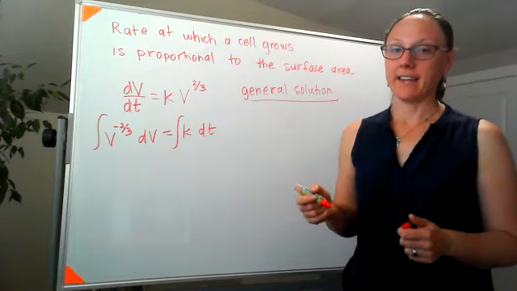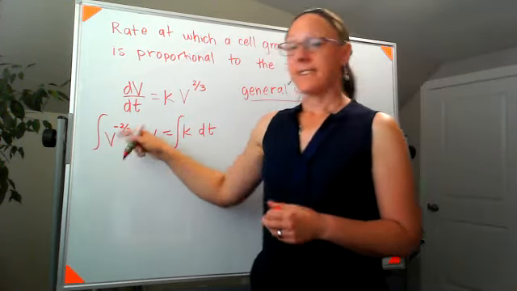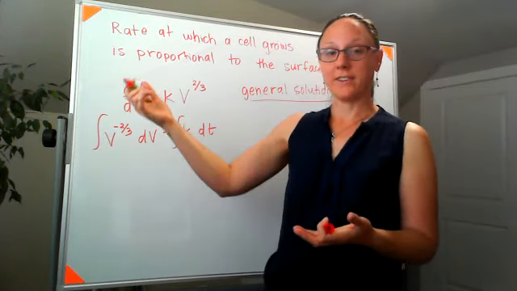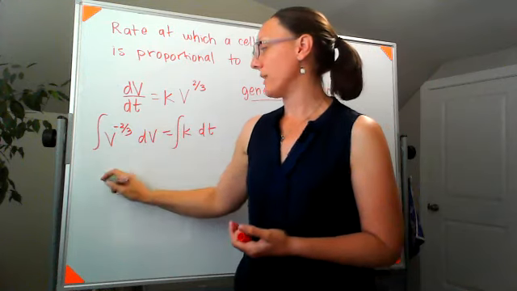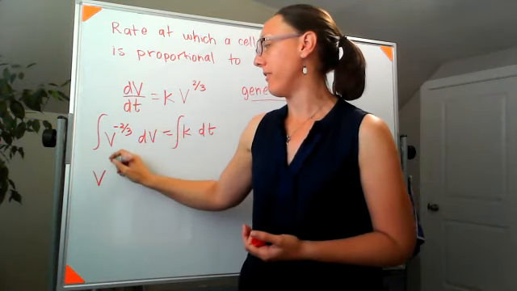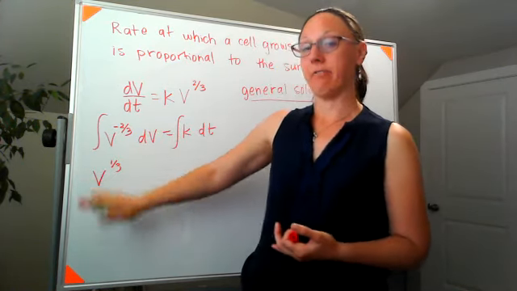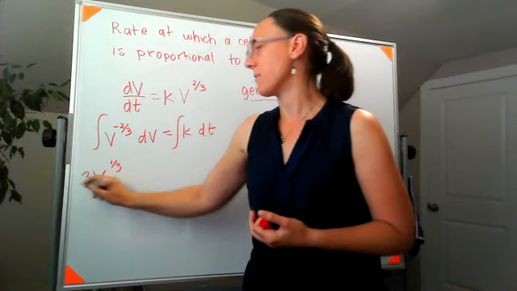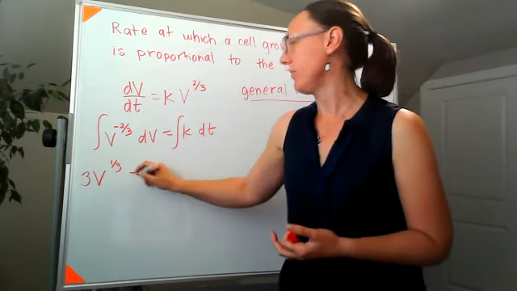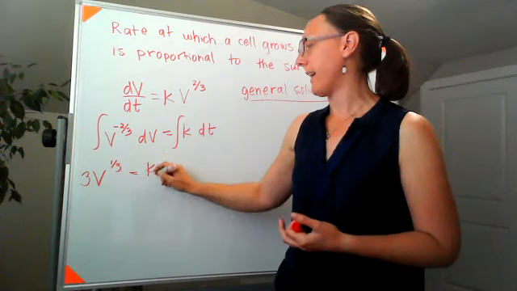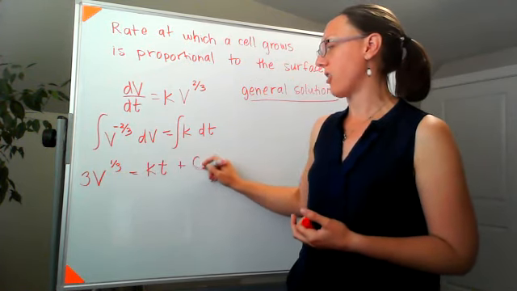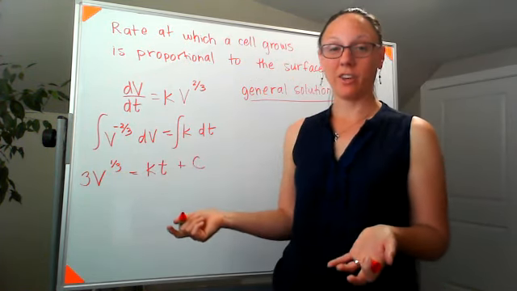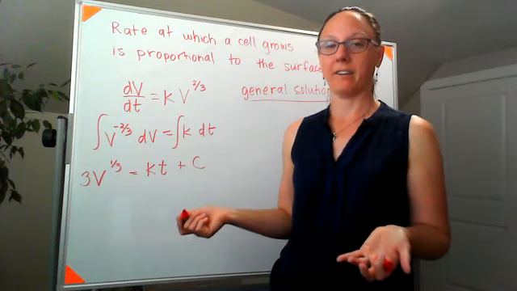On the left-hand side, this is an algebra problem of something raised to a power, so I know I'm going to add 1 to the exponent, so I'll be at V to the 1/3, and then divide by the new exponent. But dividing by 1/3 is the same as multiplying by 3. On the right-hand side, I'm going to get k times t plus a constant. So in this case, I'm actually going to end up with 2 constants in my final answer.